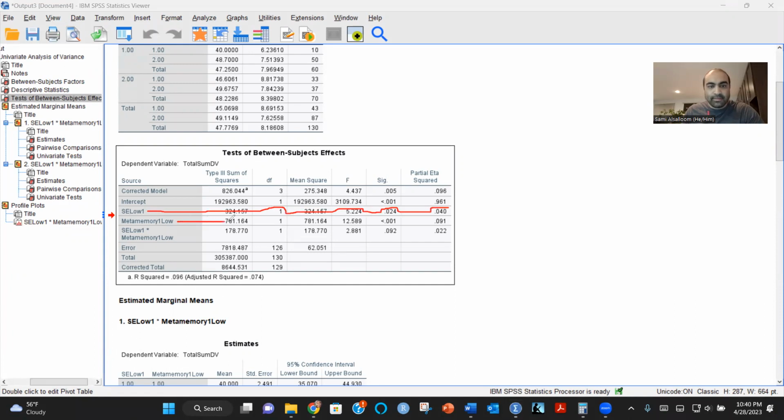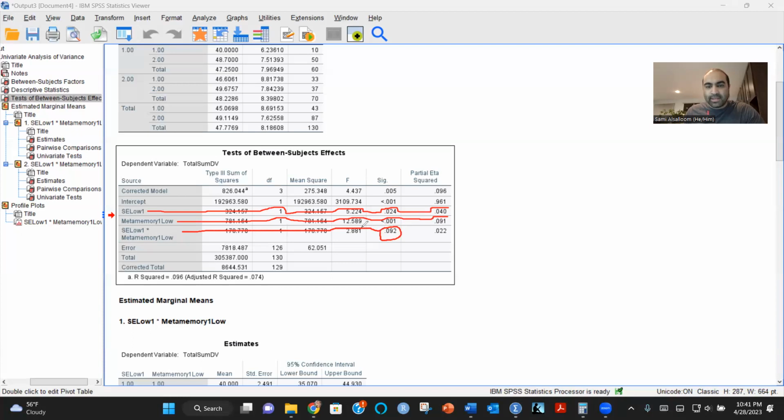Then we have meta memory. Also, it has 1 degree of freedom. We have a 12.59 F statistic, and a less than 0.001 significance p-value. And our partial eta squared is 0.09. That is a strong effect size. Then we have our interaction here. We have a 2.88 F statistic and a 0.09 significance. So that's a 0.09 p-value.